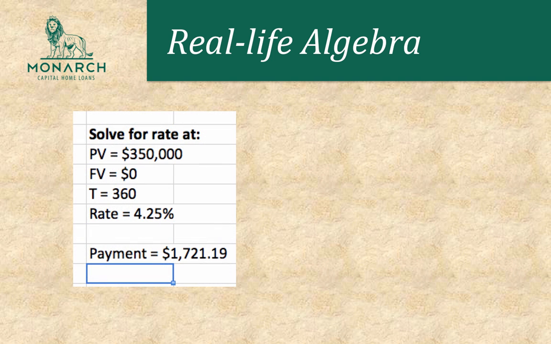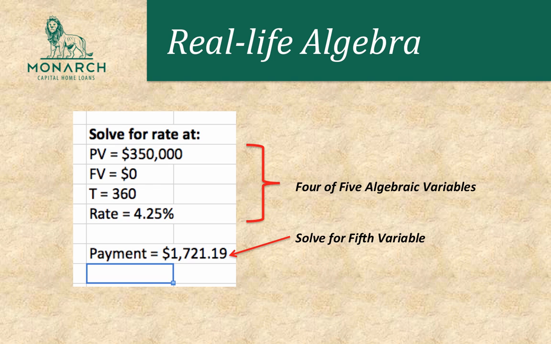The first thing to understand, though, is basically what the real-life algebra of some of these loan equations looks like. In any kind of loan, you've got 5 variables. The first one is present value. What is the loan amount? Future value. What's the future value of the loan at the end of the period? How many periods do you have? In this case, we'd say 360 for a 30-year fix. And what's the note rate? What's the rate, or the lending rate that's going to be used for the loan?